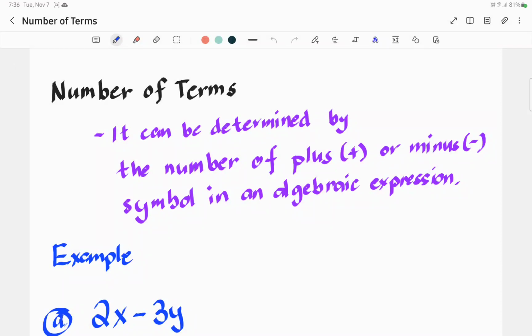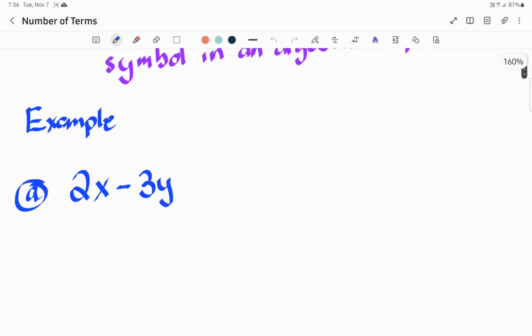Welcome to this video. In this video we're going to discuss the number of terms, especially in basic algebra. As an idea, the number of terms can be determined by the number of plus or minus symbols in an algebraic expression. However, it's much easier to demonstrate how many terms are in an expression. Okay, let's have some examples.